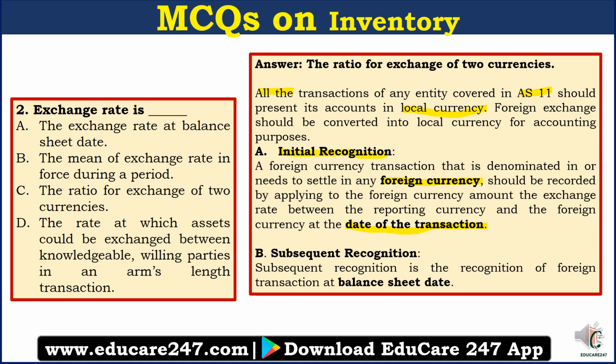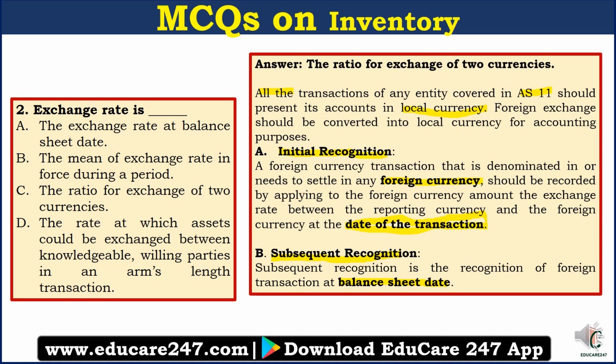I use the exchange rate at the date of the transaction, that is today. Now, what is subsequent recognition? Subsequent recognition is the recognition of foreign transaction at balance sheet date. Now let's say at balance sheet date up to 31st March, I haven't still paid the loan. So that loan needs to be shown as liability in my balance sheet, right?